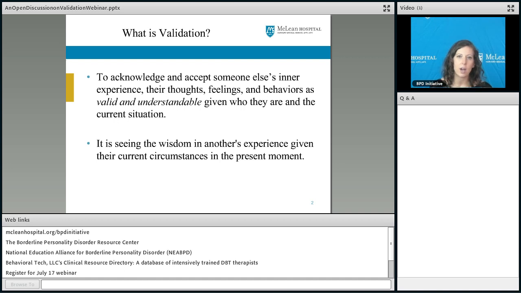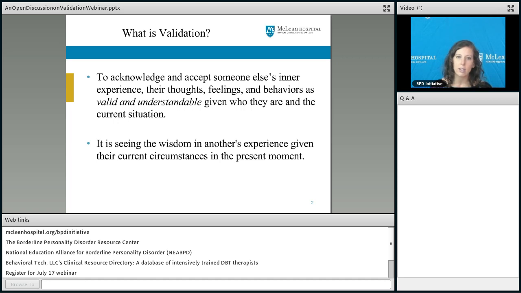So what is validation? Just a quick reminder, we're really looking at acknowledging and accepting someone else's inner experience, their thoughts, feelings, and behaviors, and we're trying to find what is valid and reasonable and understandable given who they are and the situation they're in. You can think about it as seeing the wisdom in another person's experience given, again, who they are and whatever the circumstances are in the present moment.